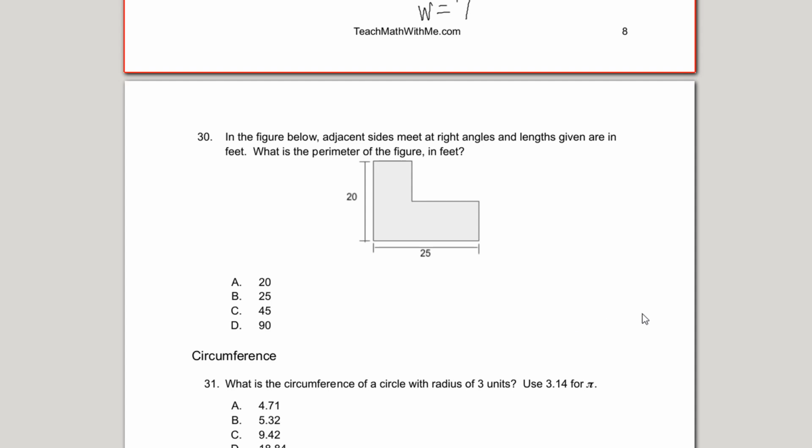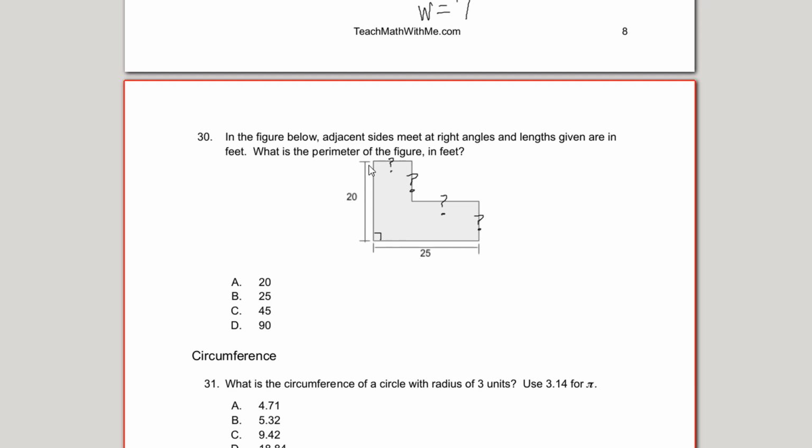Question 30 says, in the figure below, adjacent sides meet at right angles. So basically that's just telling us, like right here we have a right angle, and lengths are given in feet. What is the perimeter of the figure in feet? So again, we're just going to be adding up the lengths of these sides, but you may ask, we don't have this side length, or this side length, or this side length, or this one, but we can figure it out with what we're given.